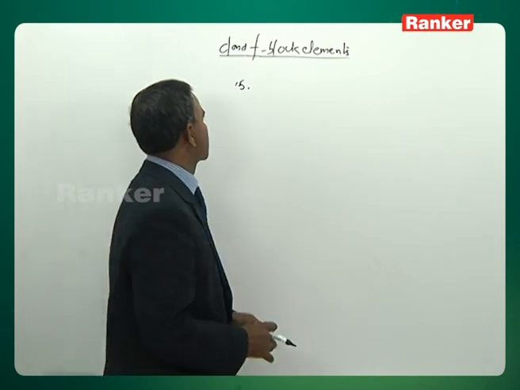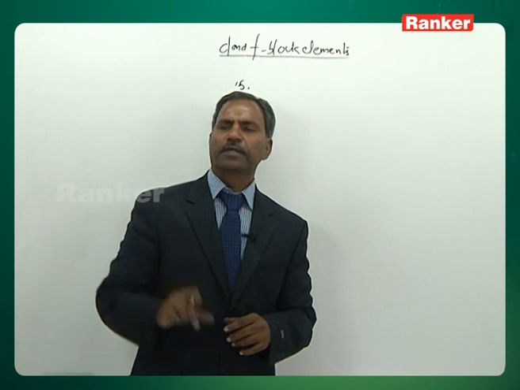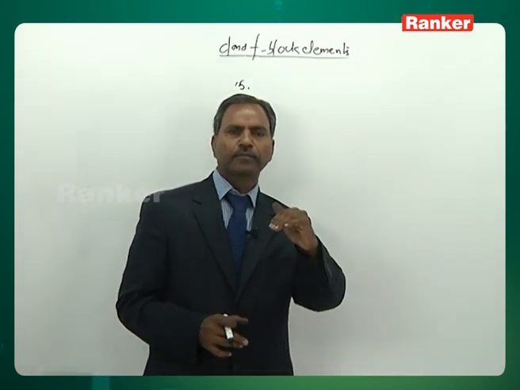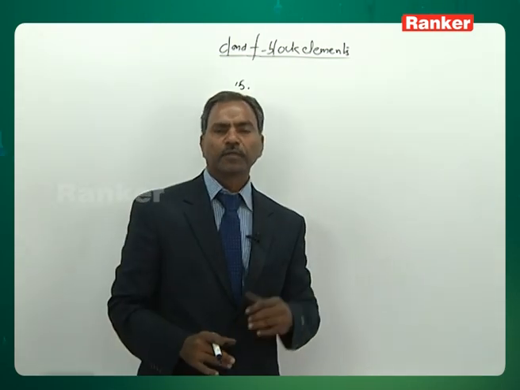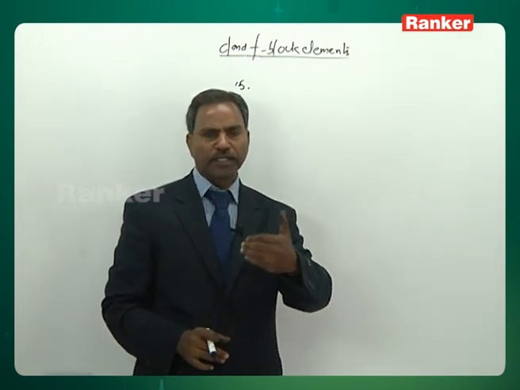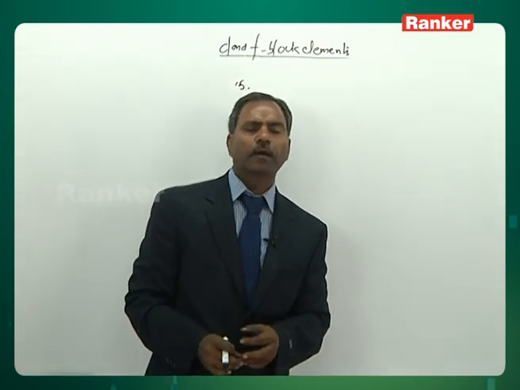Next question. Question number 15. Which of the following is least covalent? Whenever such a question appears, see among the given options, already given in oxidation numbers, as discussed about oxidation number in D block elements. A metal with different oxidation numbers is given. The lowest oxidation number is more basic or ionic. Wherever the highest oxidation number is there, that you have to consider more covalent or more acidic. Lowest is basic or ionic. Highest is covalent or acidic.